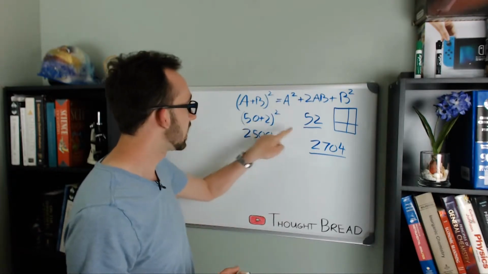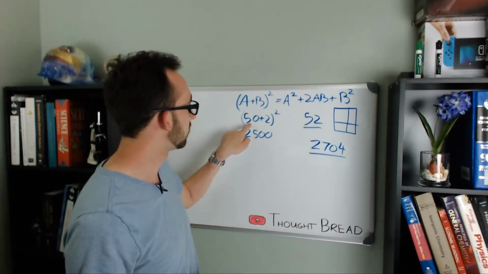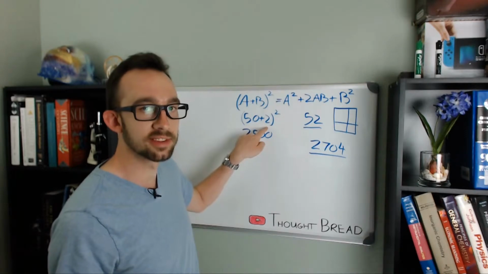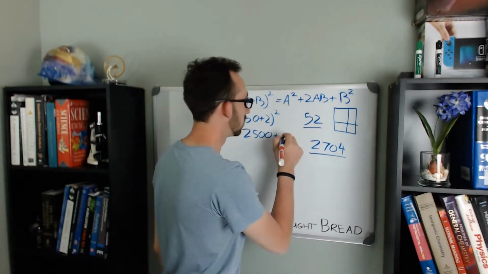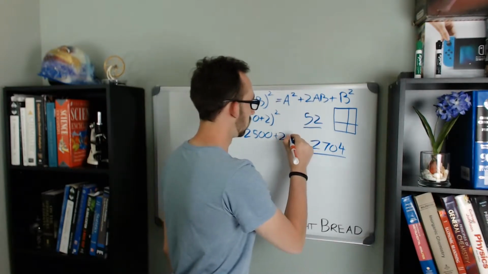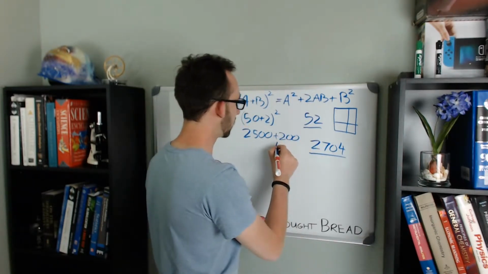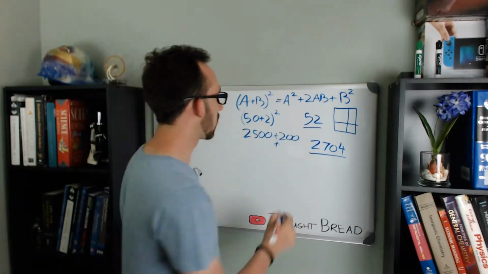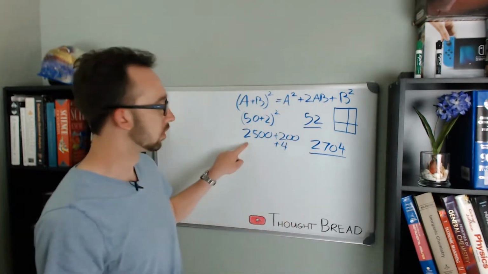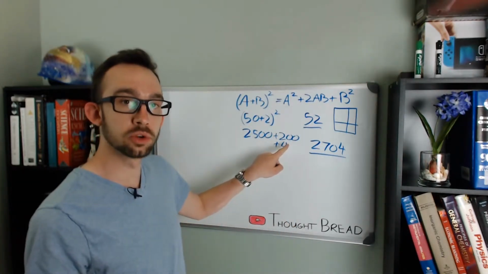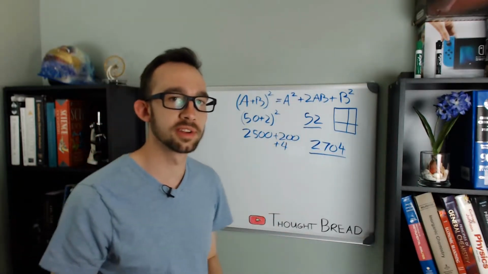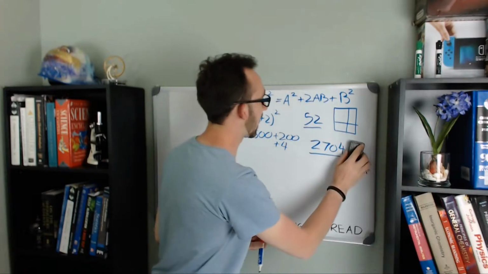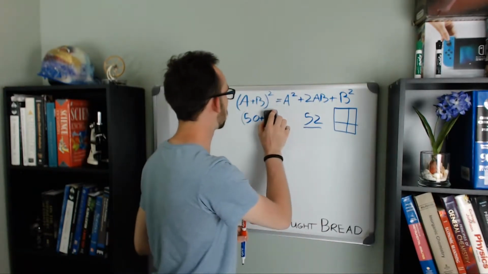All right. Now we need 2 times 50 times 2. I made this easy because 50 times 2 is 100. So that times 2 is 200. Running out of room here, so we'll just bump it down. 2 squared is 4. 2,500 plus 200 is 2,700 plus 4, 2,704. Someone with a calculator in the comments, please tell me if I am correct.